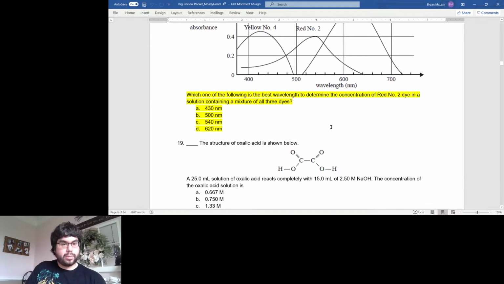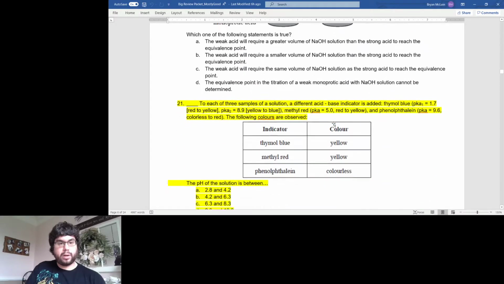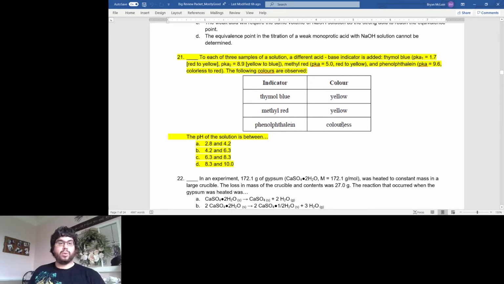Next one, number 21 I have here. Okay, 21. To each of these 3 samples of a solution, a different acid-base indicator is added. Thymol blue with a pKa 1 of 1.7, red to yellow. pKa 2, 8.9, yellow to blue. Methyl red, pKa of 5.0, red to yellow. And phenolphthalein, pKa of 9.6, colorless to red. The following colors are observed.